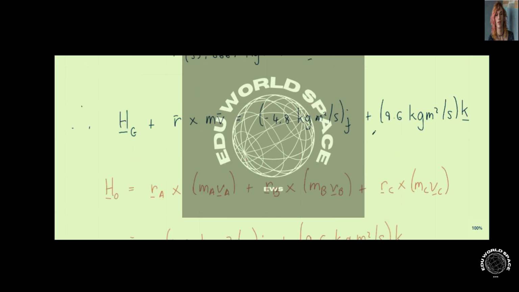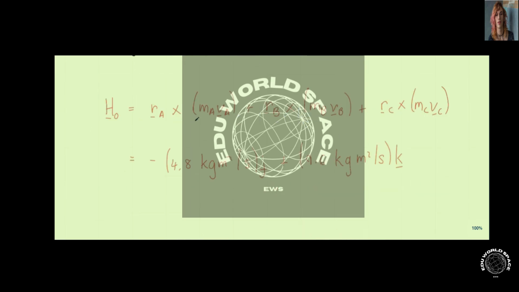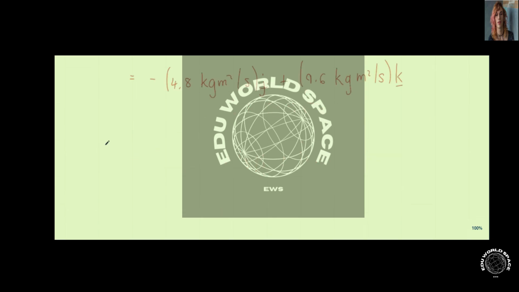But look at these two values. HO and HG plus R bar cross MV bar are the same. And therefore, as required, we can see that the angular momentum about the origin, HO, is equal to the angular momentum about the mass center, HG, plus the cross product of the center of mass, R bar, and the momentum, MV bar.